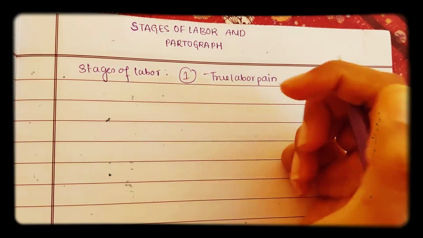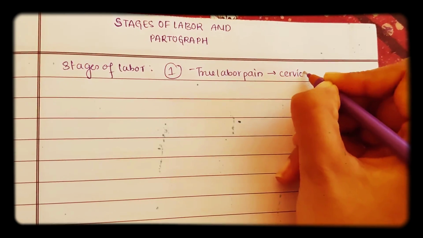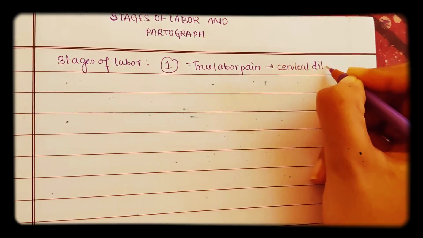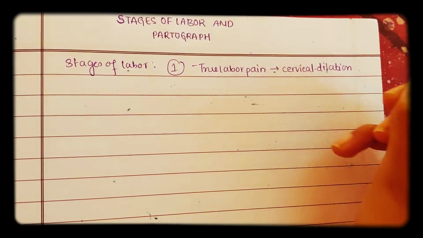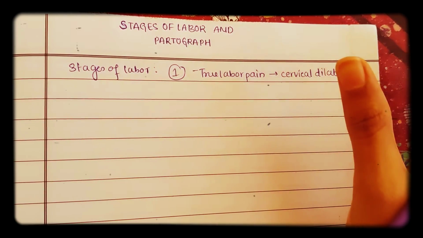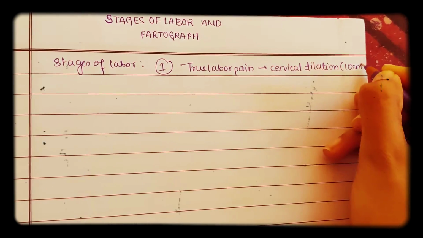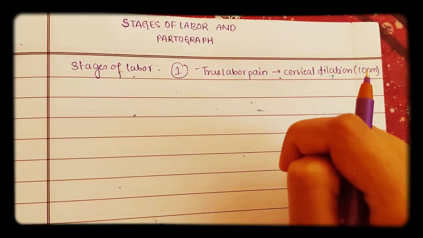And this true labor pain means what? Actually it will lead to cervical dilatation, right? So there is cervical dilation in the first stage of labor, okay. Next, it will end with full dilation of cervix, about 10 centimeters. The cervix will dilate up to 10 centimeters in the first stage of labor itself, okay.